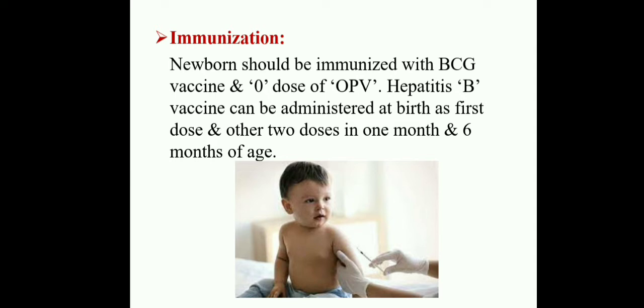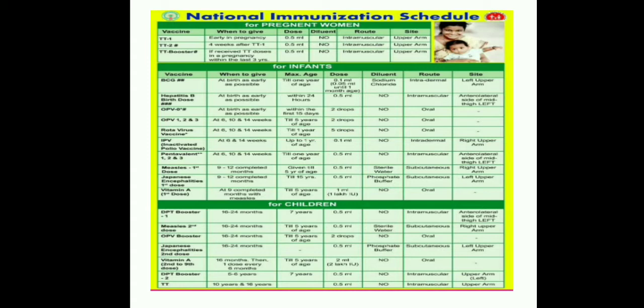Next we go to immunization. Here the newborn should be immunized with BCG vaccine and the zero dose of oral polio vaccine. Hepatitis B vaccine can be administered at birth as the first dose, and the other 2 doses at 1 month and 6 months of age. This is about immunization. This class is already over. Now this is about the national immunization schedule.